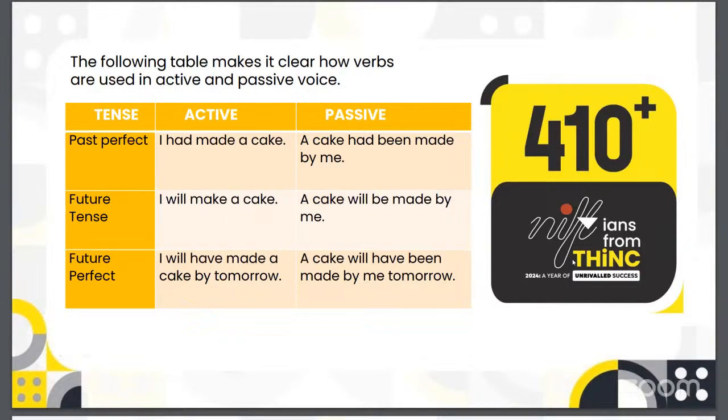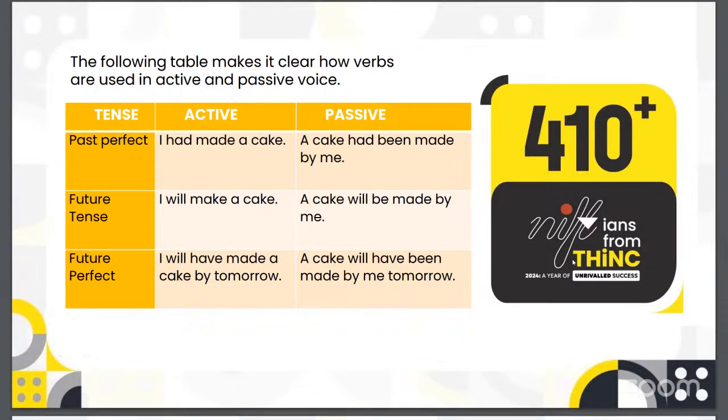Now we come to future tense. I will make a cake. I will make a cake tomorrow, maybe. It is future tense. Now change it into passive voice. A cake will be made. Will never changes into would. Okay. A cake will be made by me. Again, you have to use the past participle of the verb. So a cake will be made by me.